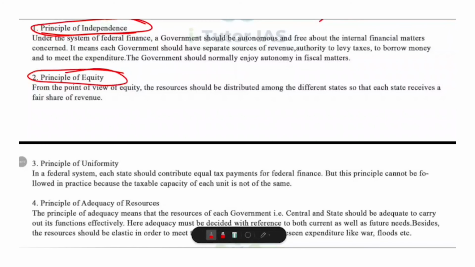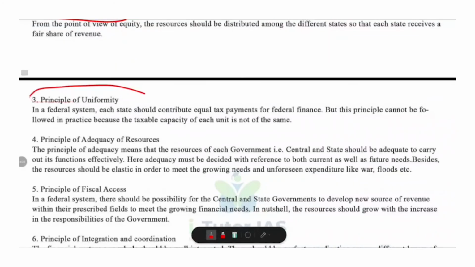Revenue sources should be distributed fairly among the states, and each state should get a just share of resources relative to its need. That is principle of equity. Then principle of uniformity. Ideally, all states should contribute equally to the federal state. Practically difficult because taxable capacities vary across the states.